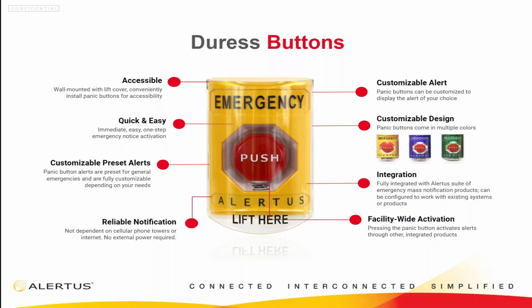Duress button in the front lobby has been activated. Please evacuate through the rear of the building. Chemical spill within the floor plant A. Please do not enter that area. Everybody within that area evacuate using this exit. We can be very specific as to what information we're passing on based upon where these duress buttons, where these alert beacons are located throughout the facility.